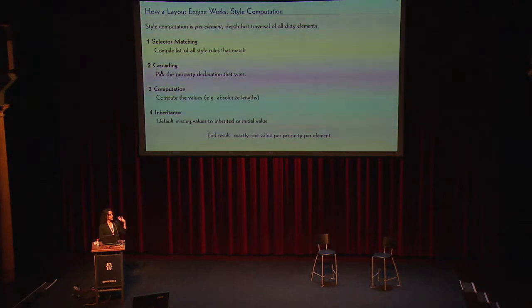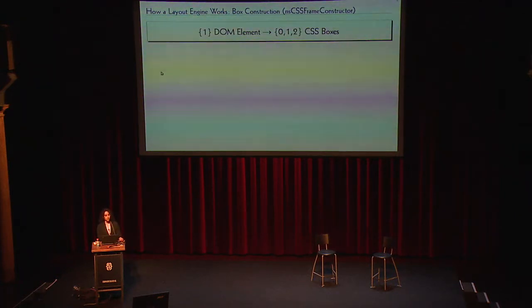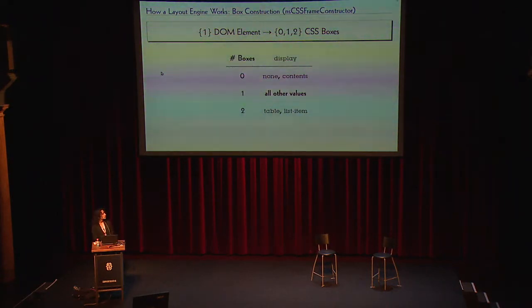And then that tells us all of the data we need to know for what this thing is going to look like, but we haven't done the layout computations. In order to do the layout computations, we need a box tree because the layout is telling us what the boxes look like. For every DOM element in the tree, there will be 0, 1, or 2 CSS boxes. That depends on the display property. If the display property is none, or the contents value, which is coming up in level 3, there will be no boxes generated for the element.